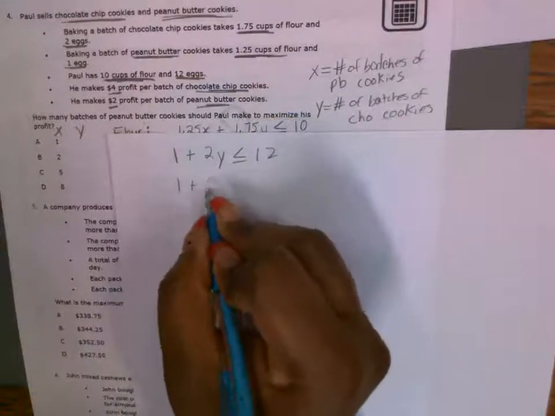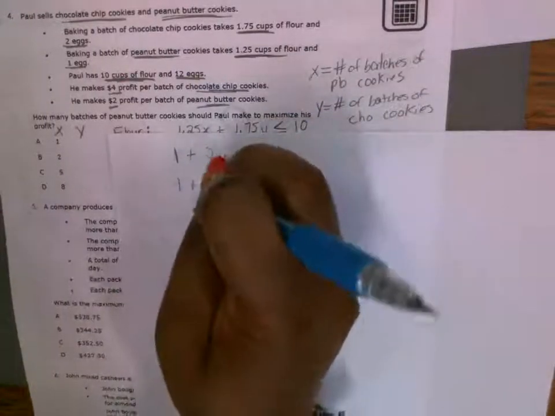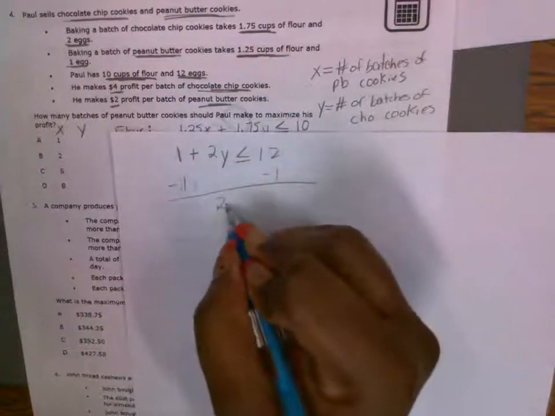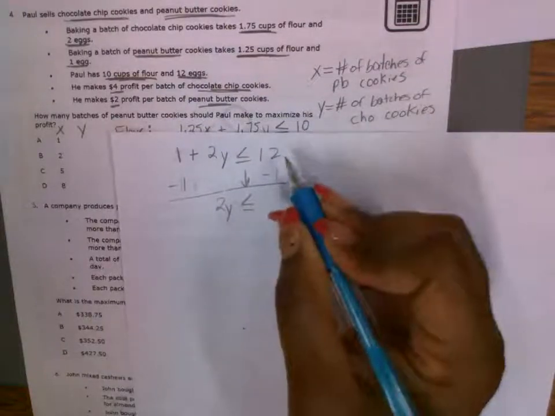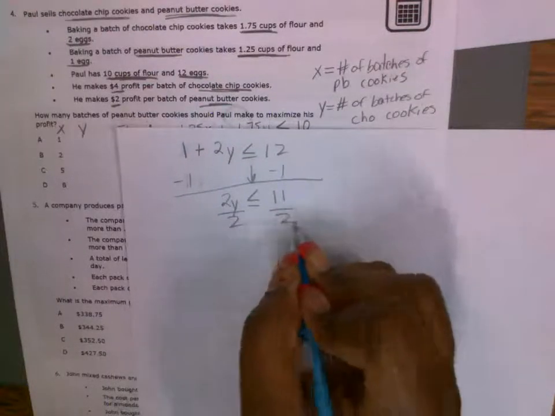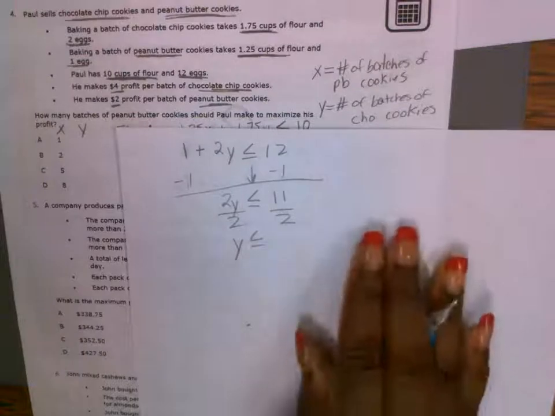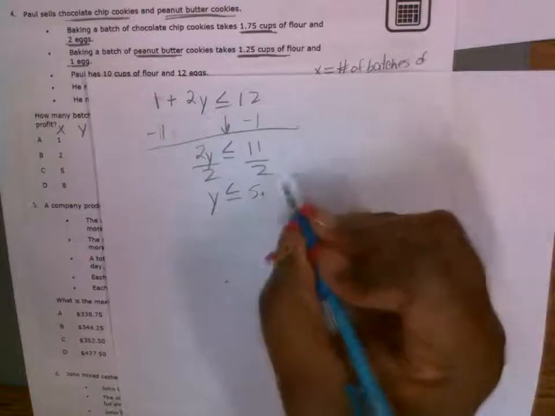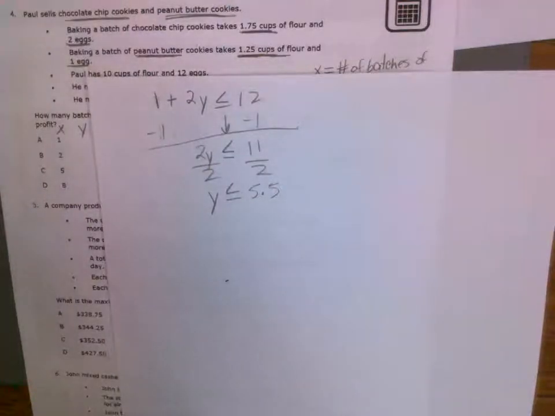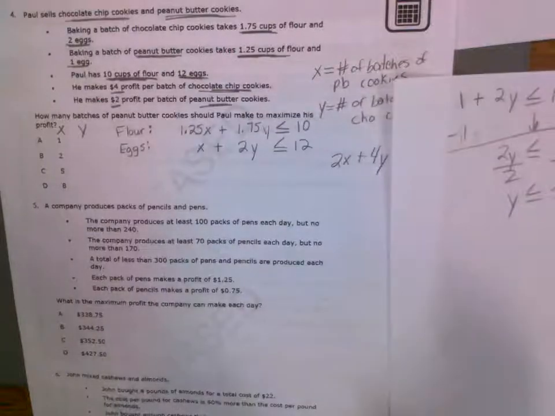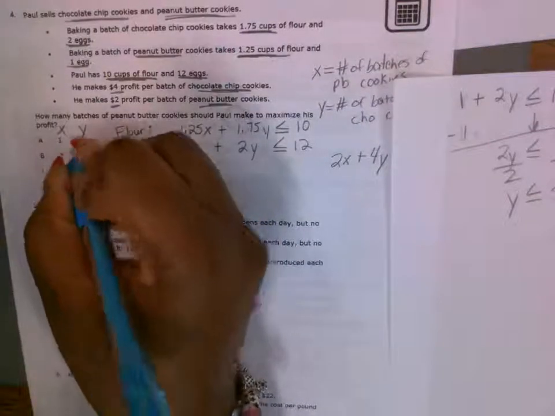We got to subtract 1 on both sides, so this is going to be 2Y equals 11. Divided by 2, this gives me Y, and this is going to be 5.5. So you can't have part of a batch. Y is going to be 5 here, because you can't have part of a batch. So we got 5 for Y.